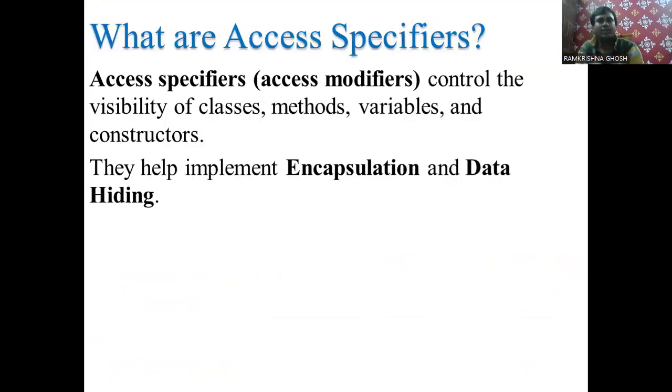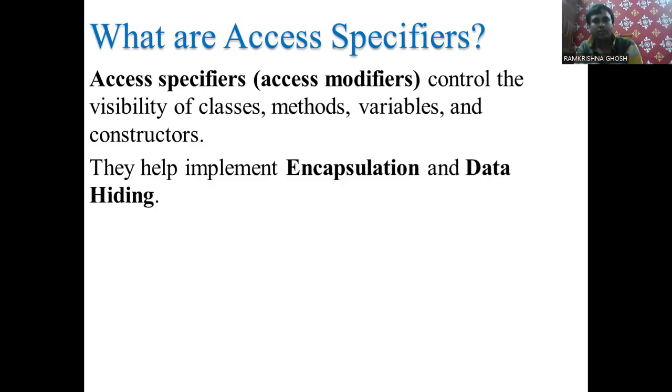What are access specifiers? Access specifier means how the members in a class can be accessed. Access specifiers, also known as access modifiers, control the visibility of classes, methods, variables, and constructors. Constructor, a special type of method.